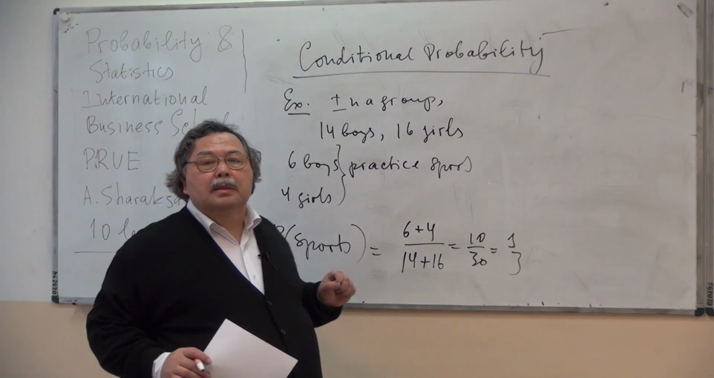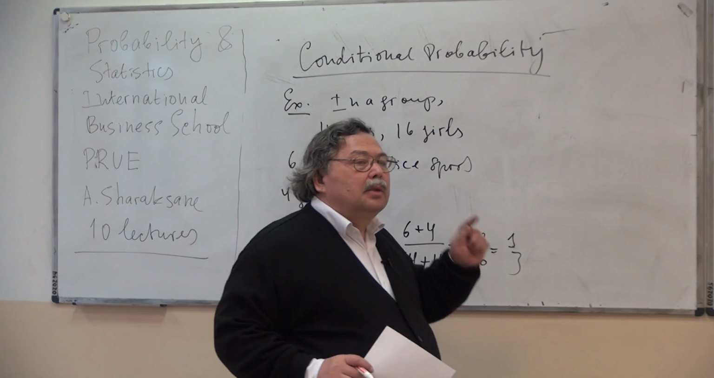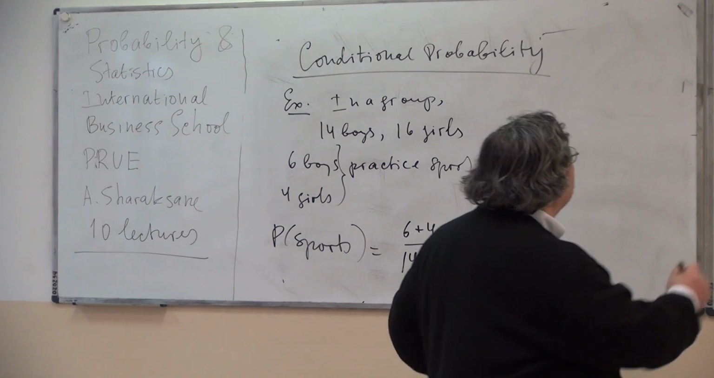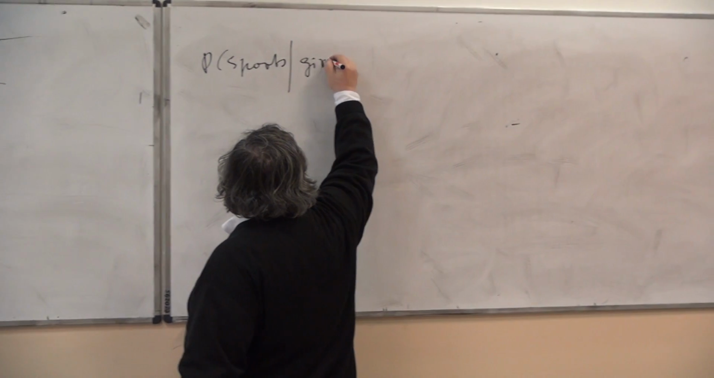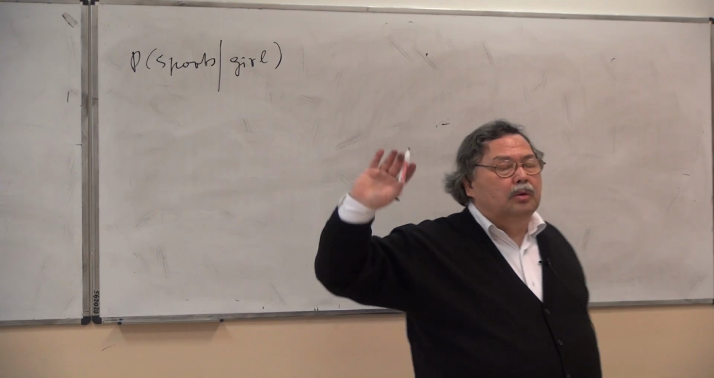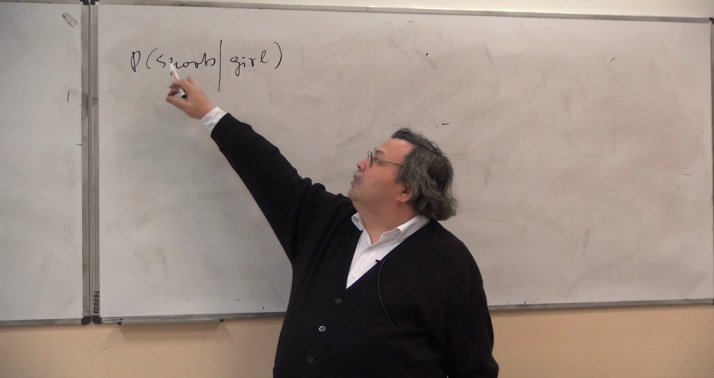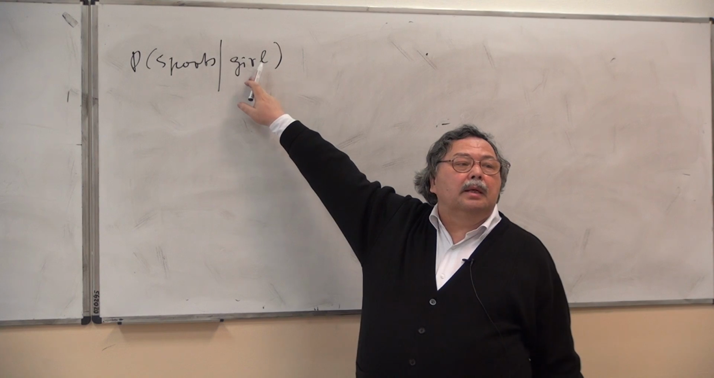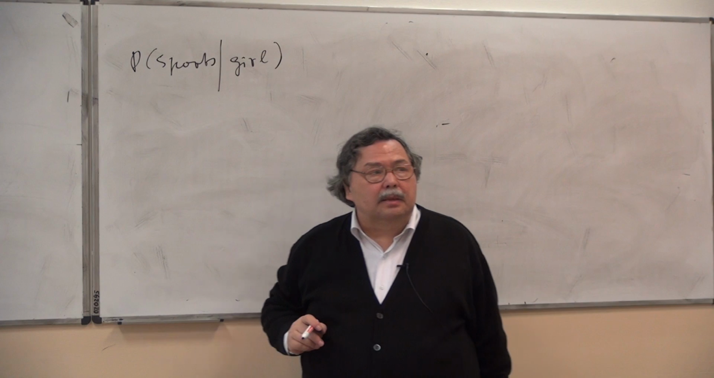Well, the real question that we ask is this. Suppose a student is selected at random. What's the probability that this student practices sports given that it's a girl? And please pay attention to this notation. This is an accepted way to denote probabilities like that. What's the probability that a randomly chosen student practices sports? And this vertical bar, vertical line, and then this is a condition, given that this student is a girl. How do we answer this?